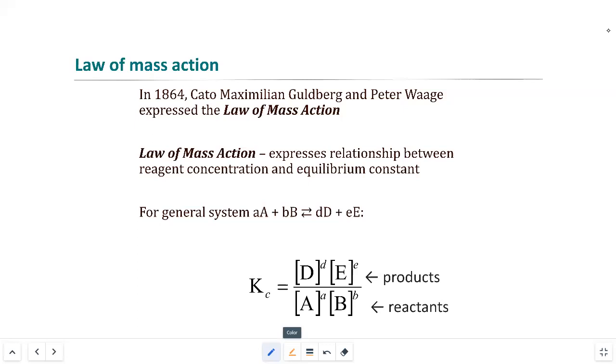We can estimate the value of the equilibrium constant using something called the law of mass action. The law of mass action in particular gives us the relationship between the equilibrium concentration of the reactants and products and the stoichiometry of the equation that they come from. And the calculation is always this. It is the concentration of the products divided by the concentration of the reactants.